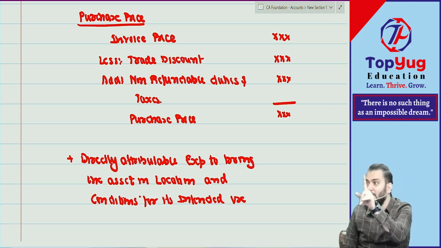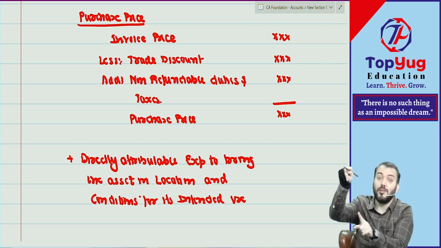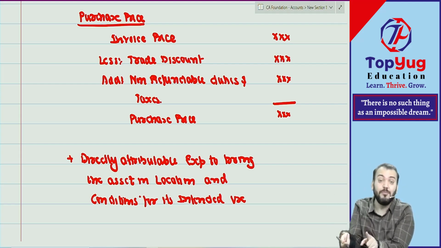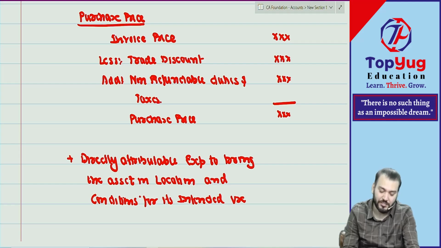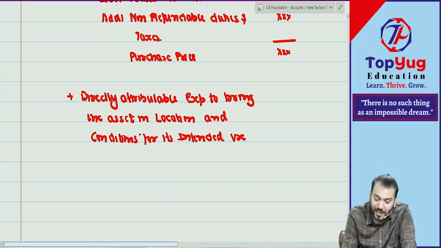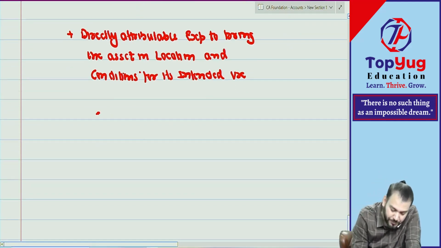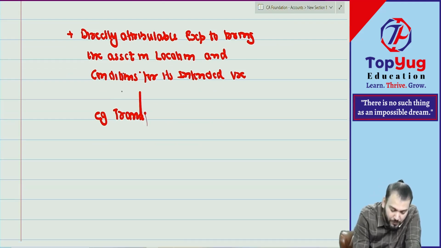Correct. So we need to install it. So can I say installation expense is to bring the asset into which condition? Working condition. Correct. So that will also be capitalized. So these are the expenses which will be added to the purchase price of the asset. Can you give me some examples? Two examples I have given. First example is what?